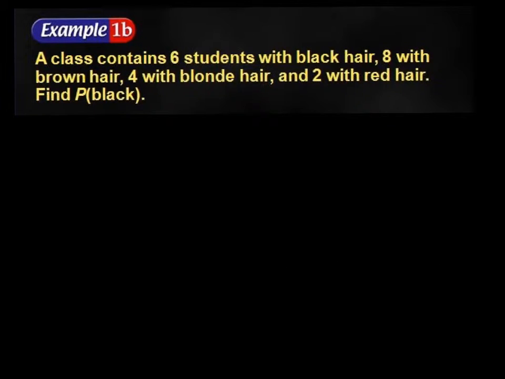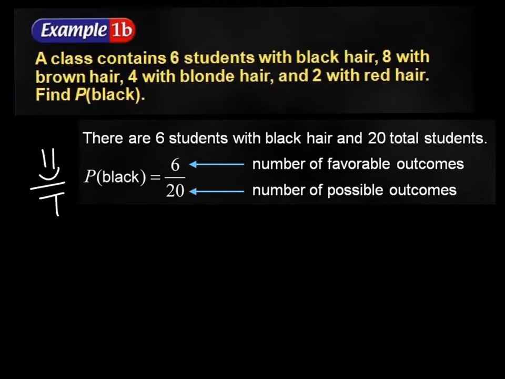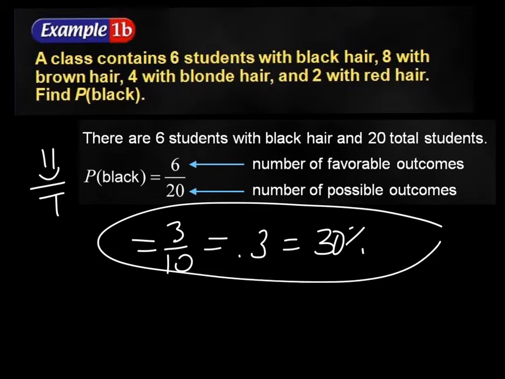A class contains 6 students with black hair, 8 with brown hair, 4 with blonde hair, and 2 with red hair. Find the probability that someone has black hair. There are 6 students with black hair out of a total of 20 students. So we have 6 favorable out of 20 total. That's going to reduce, we could divide by 2, to 3/10, which as a decimal is 0.3, and as a percent is 30%. Doesn't hurt us to review those equivalencies that you worked on in previous years.